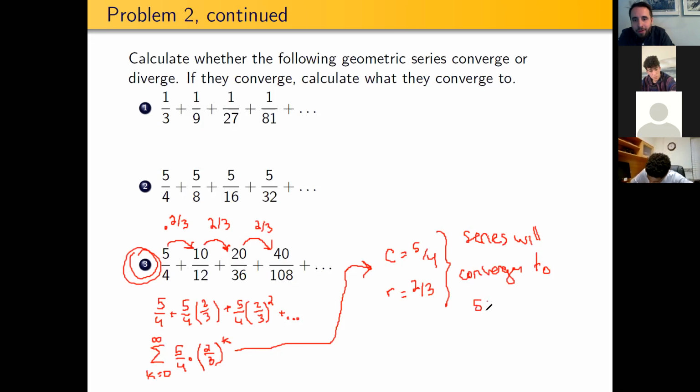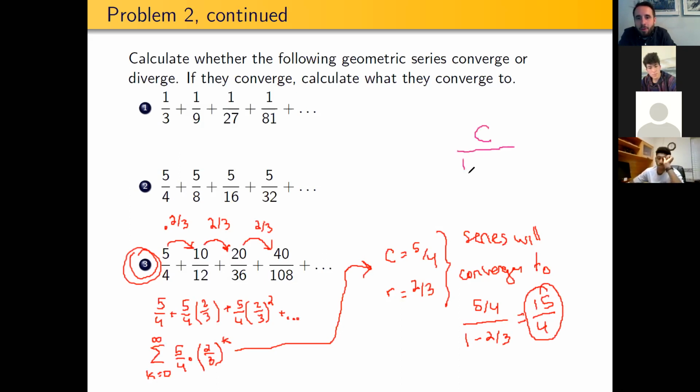This will become 5/4 divided by 1 minus 2/3. So that's 5/4 divided by 1/3. I want to say that's 15/4. So that infinite sum will actually sum to 15/4. This is just using the same formula as before, which was C divided by 1 minus R, provided that the absolute value of R is less than 1.